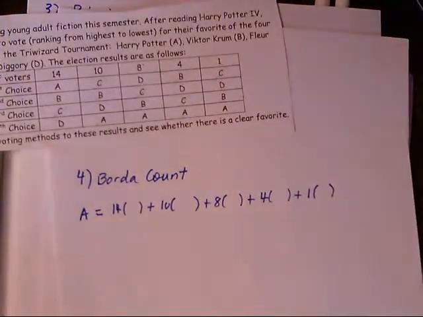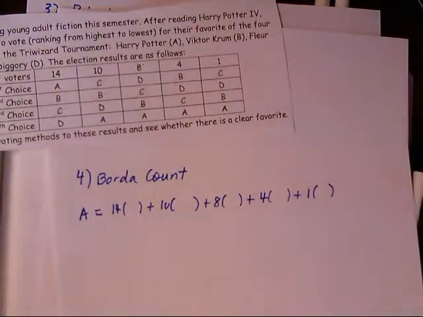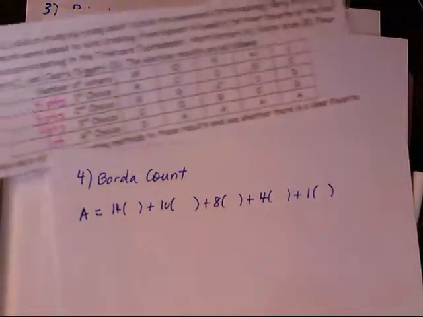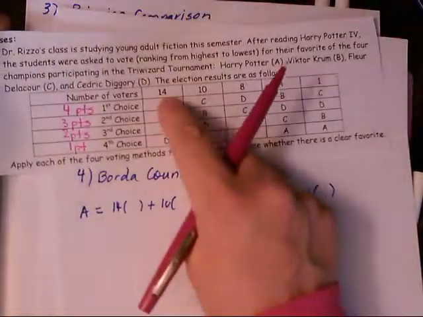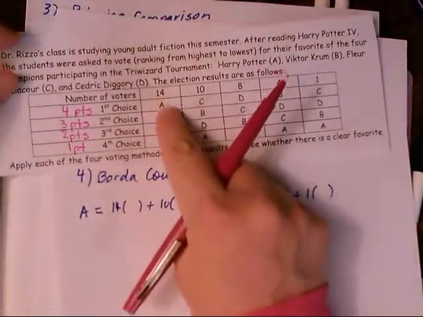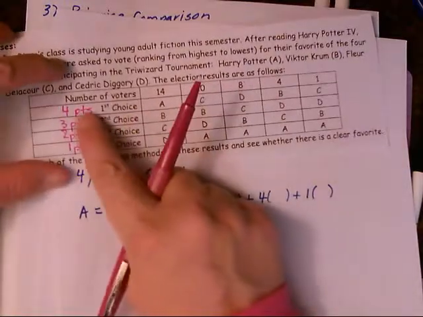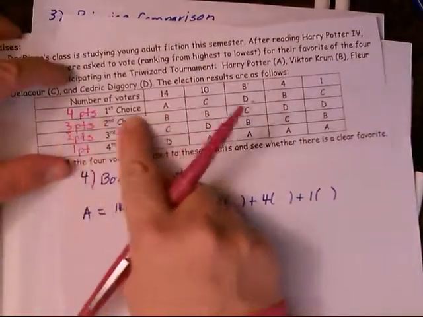And now we have to look at where they rank them and how many points they'll be giving them based on this Borda count method. So we're looking at candidate A. These 14 put A in first place, and first place awards 4 points.